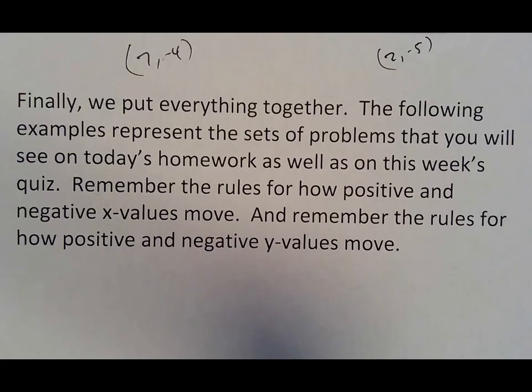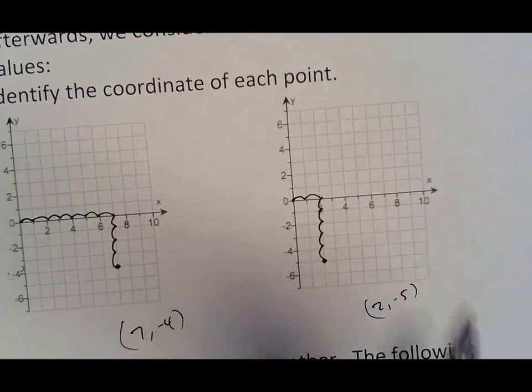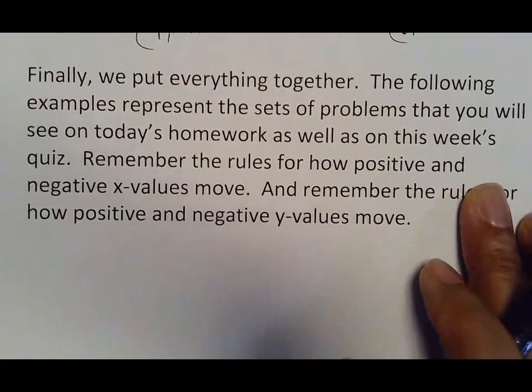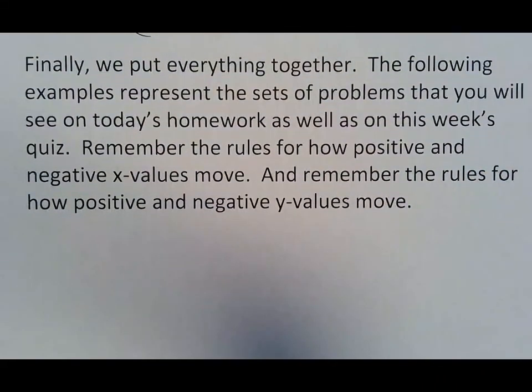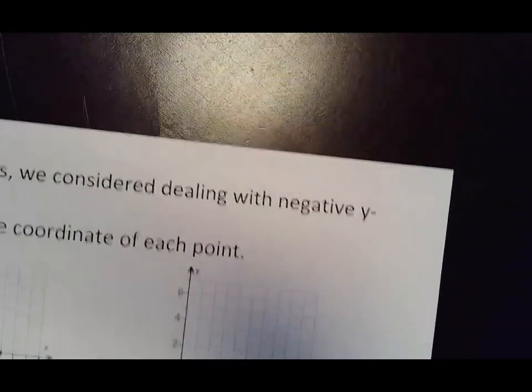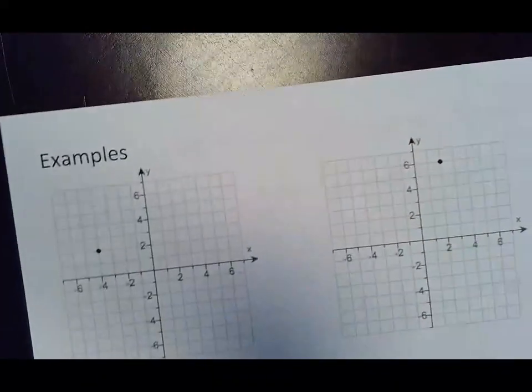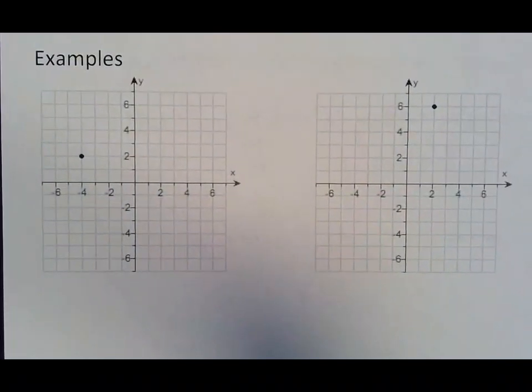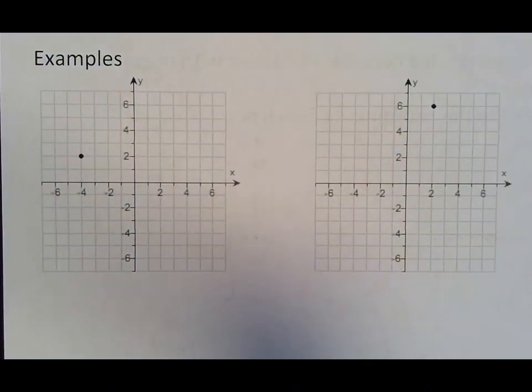So the following problems represent the set of problems that you're going to see on today's homework, because again, I'm not going to give you those things that are set up to be like this. We want to have the ones that you're actually going to see when you get out of here and you move on to your algebra class. So again, remember the rules for how positive x and y values move, and everything should be good. So again, these are what you're going to see. We've got 4 examples, and we'll wrap this up.